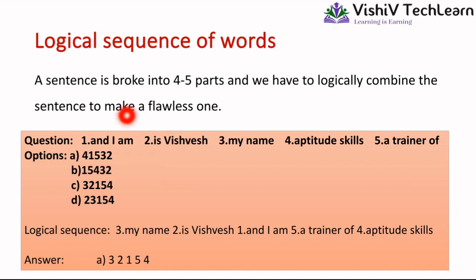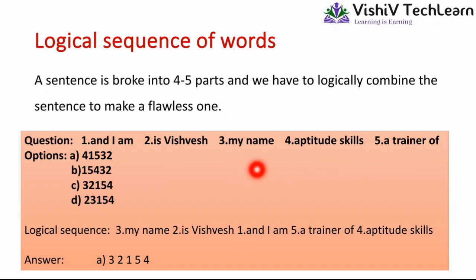So in these problems, a sentence is broken into 4 or 5 parts, and we have to logically combine the parts to make a flawless, grammatically correct sentence. An example is given here. So this is a question. Here we have a sentence which is broken into 5 parts: and I am, is Vishwesh, my name, aptitude skills, a trainer of. Options are given, out of which we have to select one.